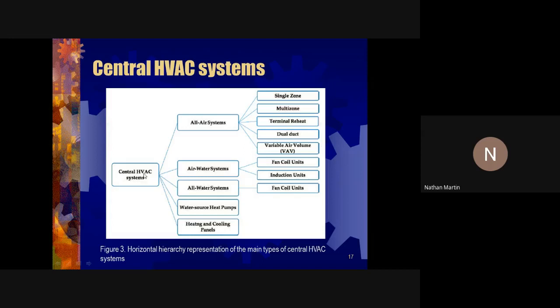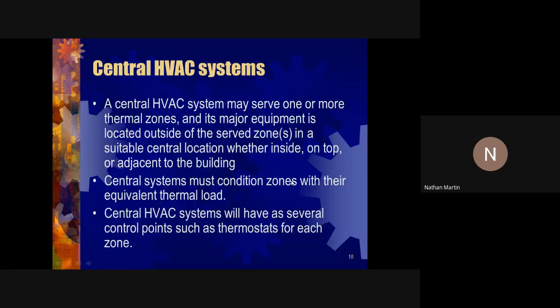So for the central HVAC system here, we have our all air system type, we have our air water system type, we have our all water system type, we have water source heat pumps, and we have heating and cooling panels, right? I will further break down the all air system into these categories: single zone, multi-zone, terminal reheat, dual duct, and variable air volume, VAV, right? And we can break down the air water system into fan coil units, induction units, and fan coil units, right? What does this actually mean in actuality, right?